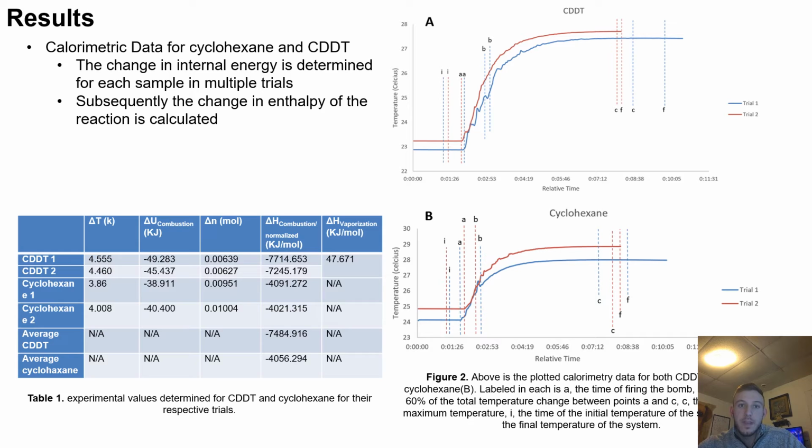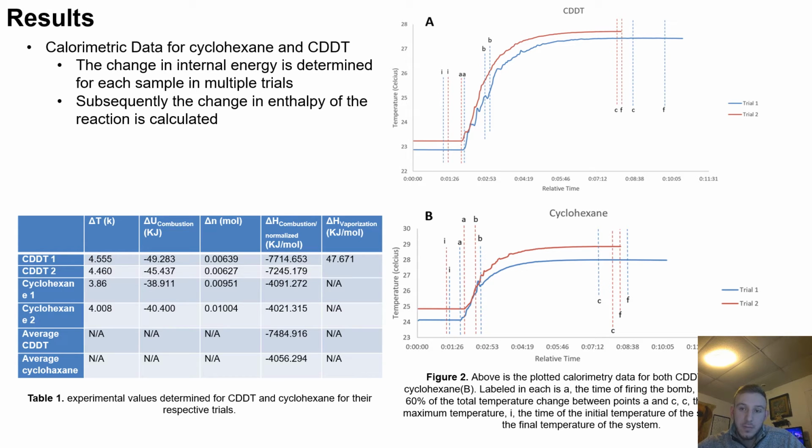So like I had mentioned before, the internal energy of the system is equal to the total heat released in the system. This is because the system is at constant volume within the calorimeter. And after we determine these internal energies, subsequently, the change in enthalpy of the reaction is calculated. Now, what's not noted on this slide is that when you're actually doing the cyclohexane combustion reaction within the calorimeter, cyclohexane is loaded within a gel capsule.